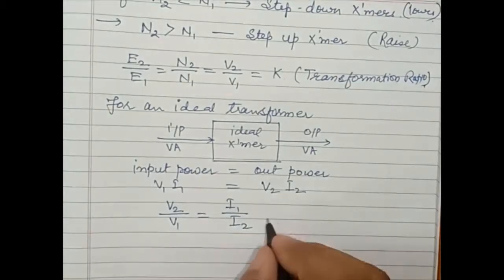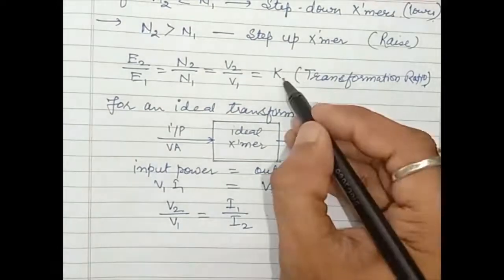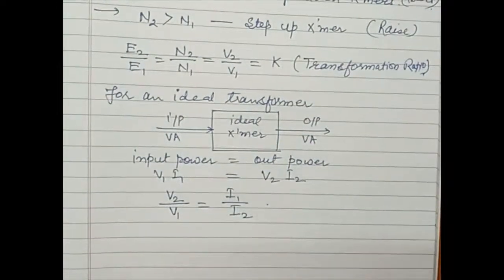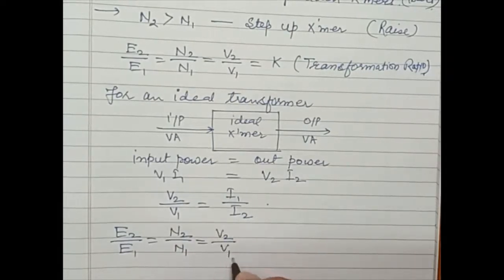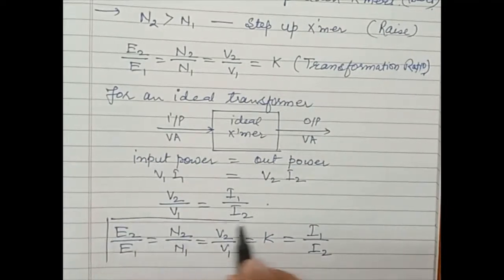Keeping this equation in this form, we can write E2 divided by E1 is equal to N2 divided by N1 is equal to V2 divided by V1 is equal to K is equal to I1 divided by I2. Here V2 by V1 is equal to I1 by I2. This is the transformation ratio.